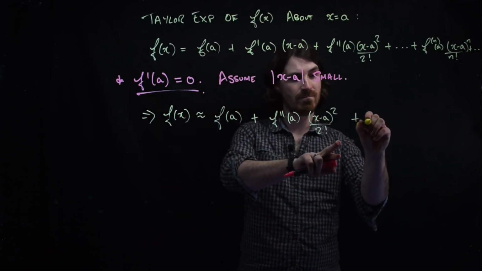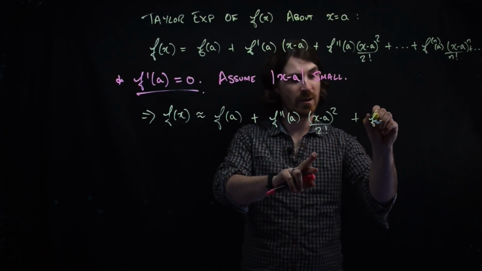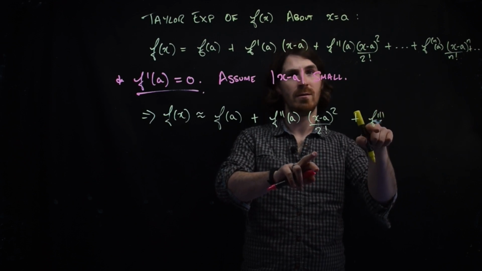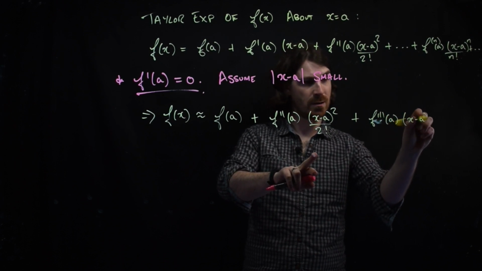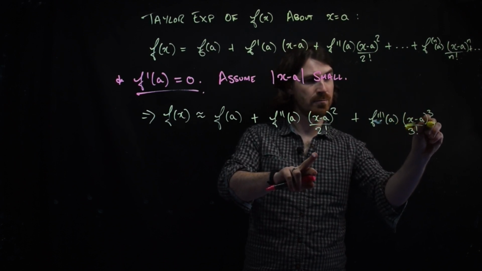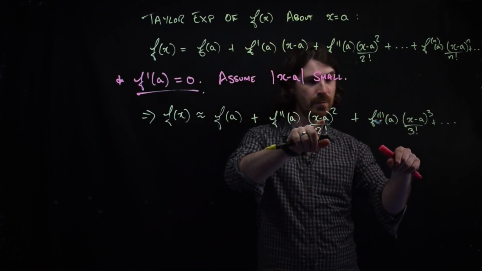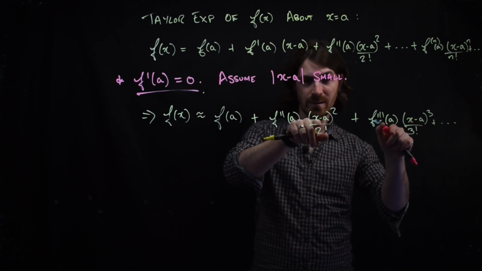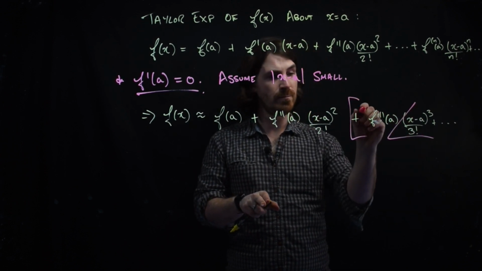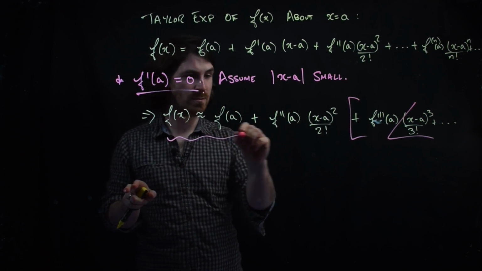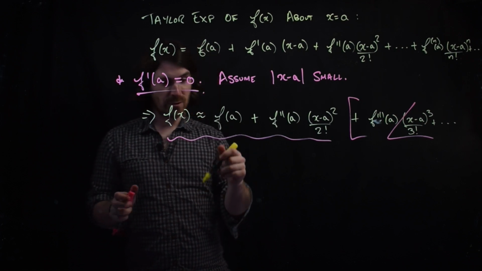So the next term, we'll write it down, is f prime prime prime, the third derivative evaluated at a, times (x minus a) cubed over 3 factorial. But we're going to ignore these terms because x minus a is small. So a small number cubed is much less than a small number squared. Okay, so we're going to ignore these terms and stop at this approximation.